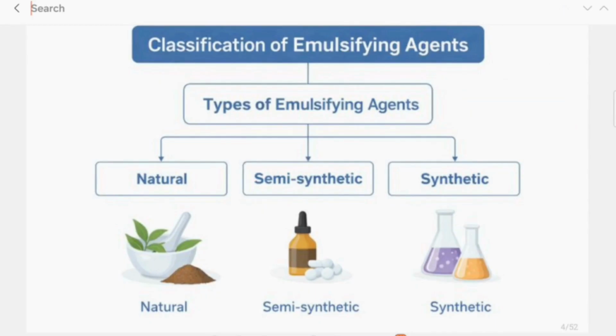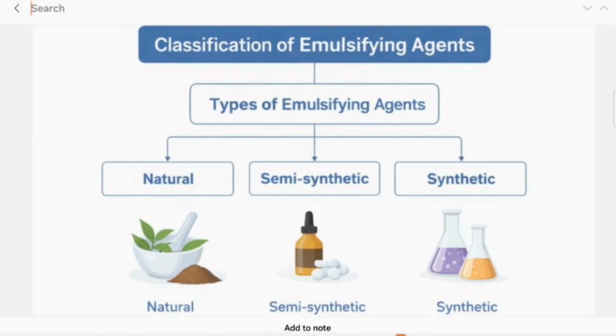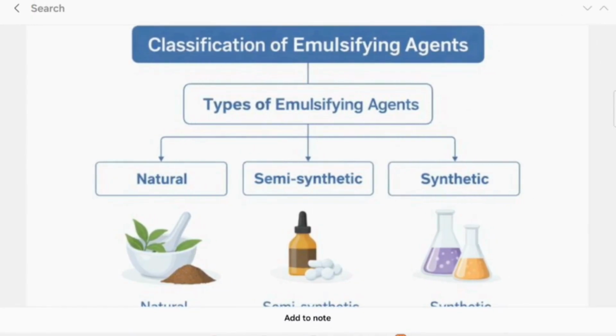So now the emulsifying agents are the agents which are used in the formation or preparation of emulsions, and they act by reducing the surface tension, thereby increasing the viscosity also.